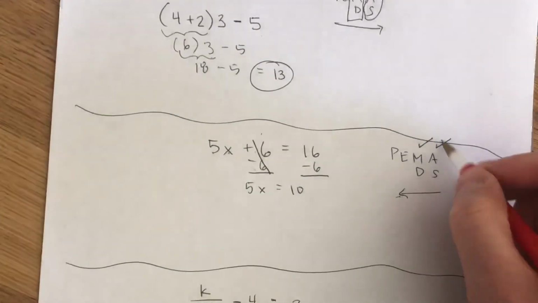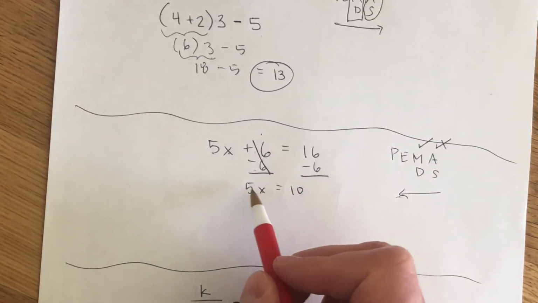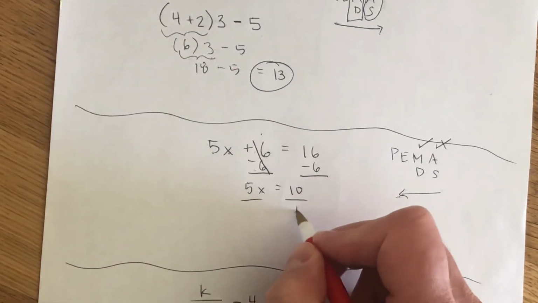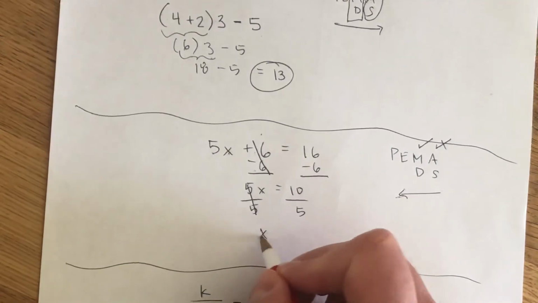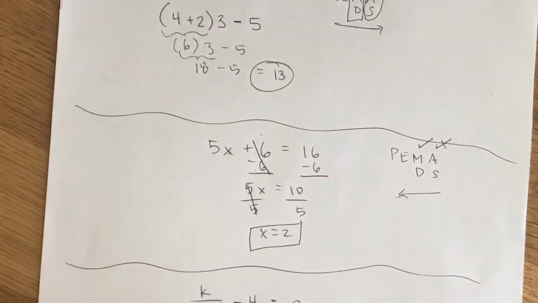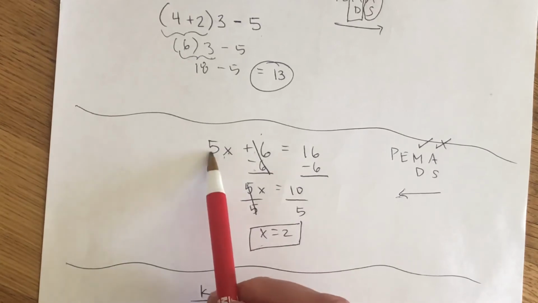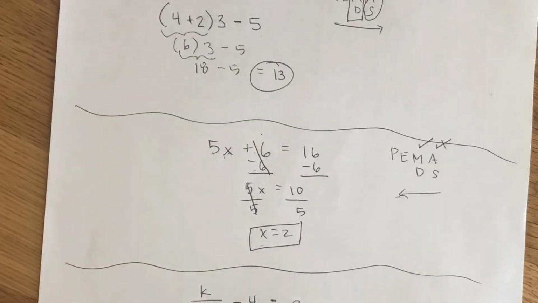So that took care of the fact that we had some addition to undo. Now we have to undo the fact that x is multiplied by something. If x is multiplied by 5, the opposite will divide by 5. And again, whatever you do to one side of the equation, do to the other. So we get x equals 2. And to check our work, we can substitute back in. Now that we know what x is, 5 times 2 is 10. 10 plus 6 does in fact equal 16.